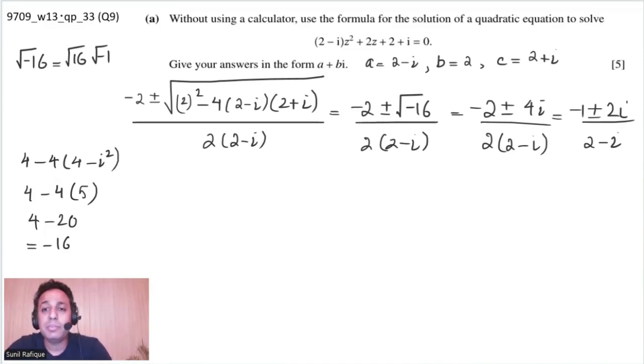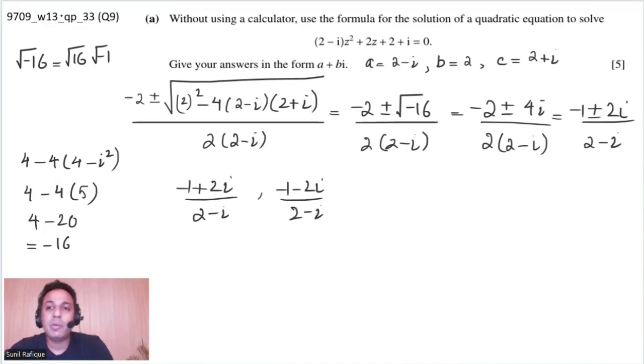Now one of the possible solutions is going to be -1 plus 2i divided by 2 minus iota, and the other one is going to be -1 minus 2 iota divided by 2 minus iota. So these are my required answers, but you can see that they are not in the form which is required. So I need to rationalize each of the roots again to get my answer.